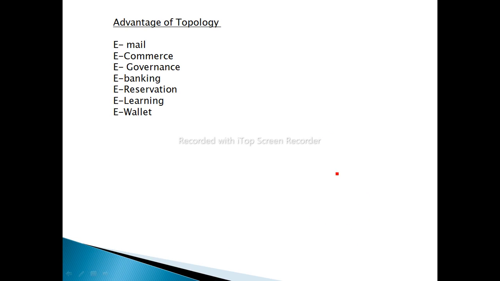Now, what are the advantages of topology? Topology is used to increase the speed of the network. So, email, e-commerce, e-governance, e-banking, e-reservation, e-learning, e-wallet. These are a kind of assessment homework you have to do. So, these are the kinds of advantages we can get with the help of topology.